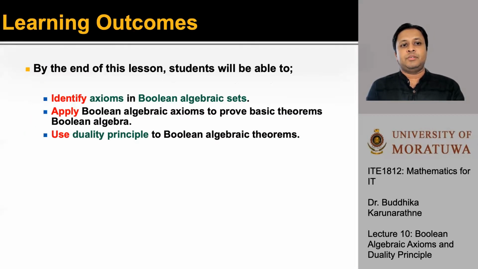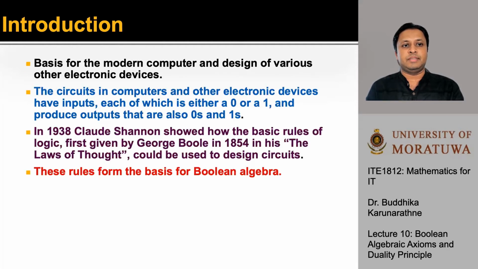First, looking at the learning outcomes, by the end of this lesson, you should be able to identify axioms in Boolean algebraic sets, apply Boolean algebraic axioms to prove basic theorems in Boolean algebra, and use the duality principle to derive Boolean algebraic theorems. So these are the expected learning outcomes of this lesson.